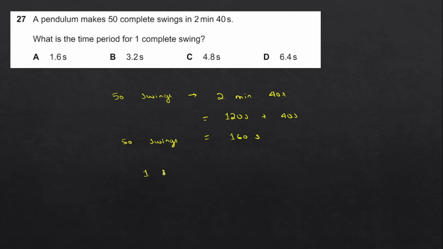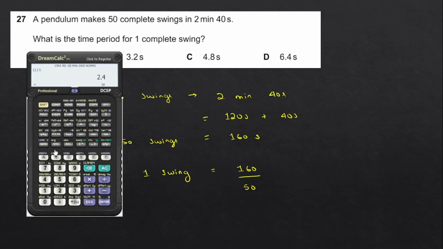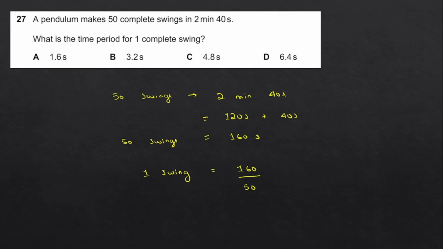For one swing, what is the time taken? That's the time period of the pendulum. So it will be 160 upon 50. Let's take out our calculators and start inputting these values. So 160 upon 50 is 3.2. So this will be equal to 3.2 seconds. That's the time period of the pendulum. So the correct answer is option B.